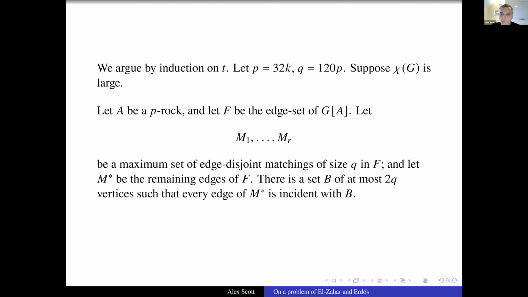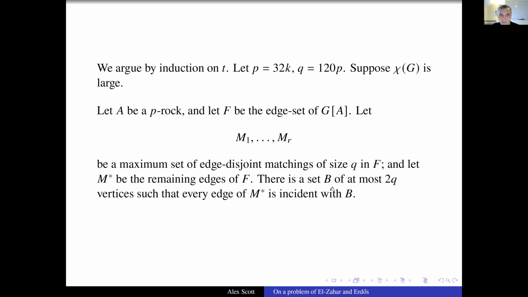Okay, so we can partition the edges of A into some collection of matchings of our chosen size Q. Remember, Q is just going to be some large constant times the minimal degree that we're after. Let's write M star for the remaining edges of F. So we've got lots of matchings, and then a leftover set of edges with a small hitting set. So there's a small set, which I'm calling B, of at most 2Q vertices that hit all the edges that aren't in the matchings.